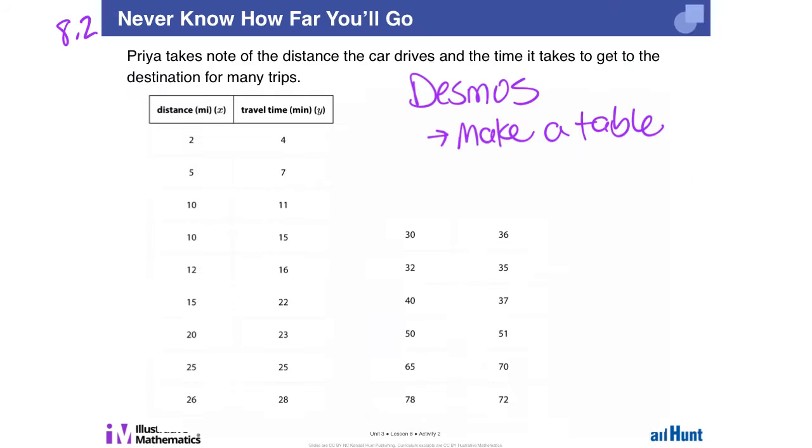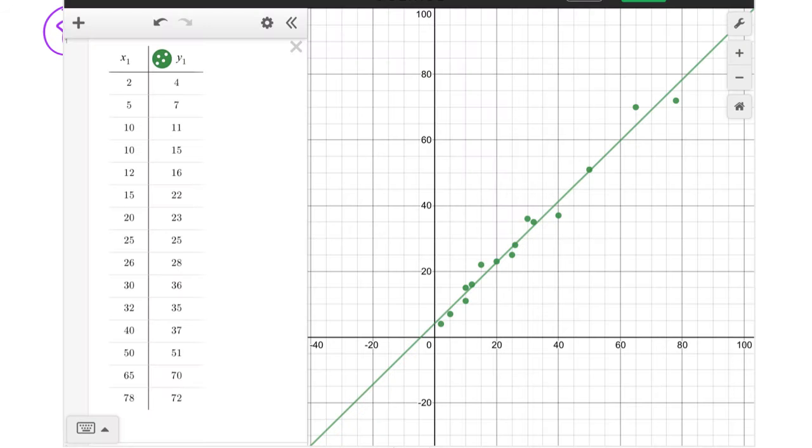We're going to start with activity 8.2, and you have a lot of data here about Priya. She's measuring or making note of the distance she drives and how long it takes to get there. We're going to put this data into Desmos to figure out how to get the correlation coefficient. So open up Desmos, make a table, and enter this data. You may want to use split screen while you do this, but whatever you do, start again when you're ready.